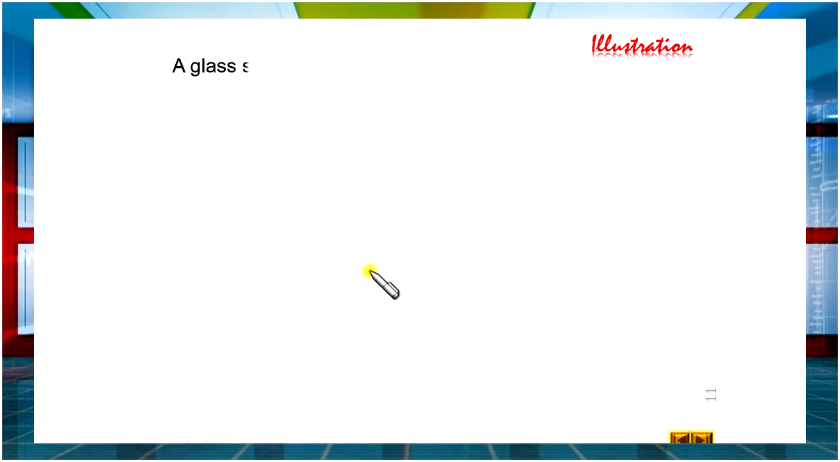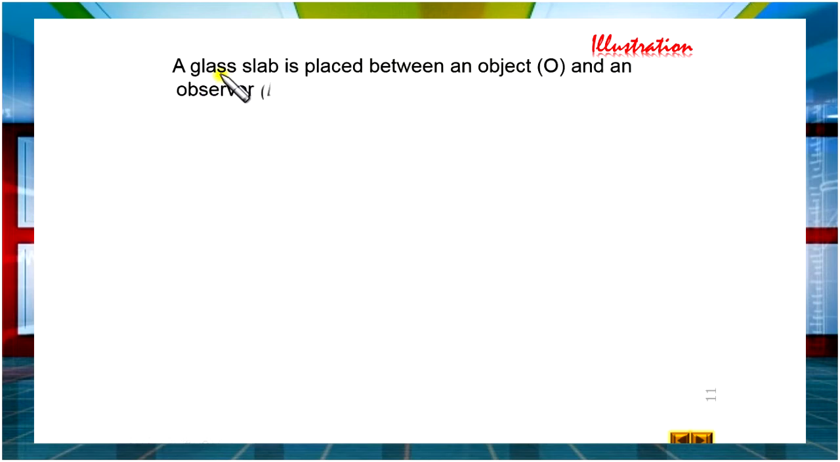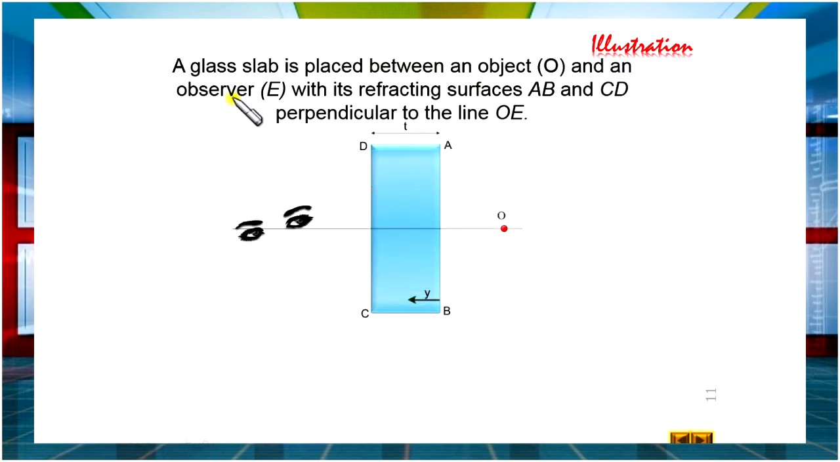In this illustration, a glass slab is placed between the object O and the observer E. This is the object O and the observer is E. This is the refracting surface AB, and this is the refracting surface CD, which is perpendicular to the line OE. E is the position of the eye.